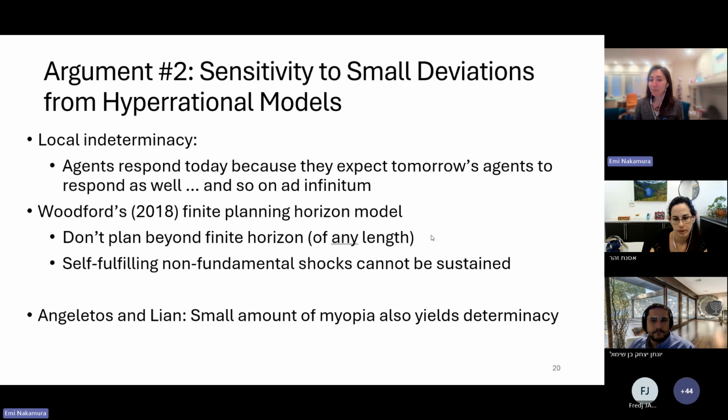And another example of a recent model that kills this kind of indeterminacy concern is this paper by my colleague Chen Lian and Marios Angeletos. In this model, they assume that people are slightly forgetful about sunspots that occurred in the past, and this is another small deviation that can lead this local indeterminacy concern to go away. So to sort of summarize, we argue that in some very reasonable and small deviations from these hyper-rational models, these local indeterminacy problems just aren't important.